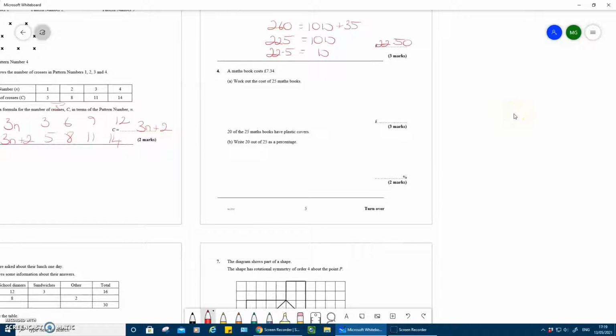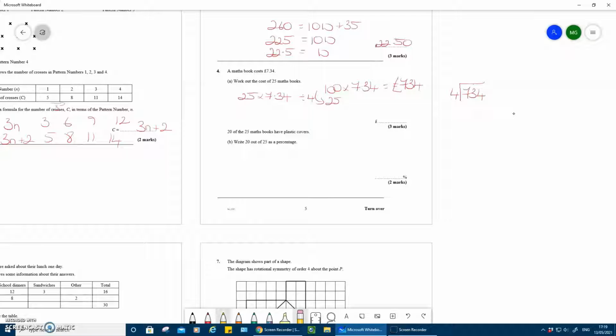Small maths books, so we've got 25 lots of £7.34. Lots of ways of doing this one. We could do 5 lots and 20 lots. We could do 100 lots, which is £734. There's 100 of them, and because I only want 25 of them, I'm going to have to divide it by 4. So 734 divided by 4. Oh, sorry, divided by 4.